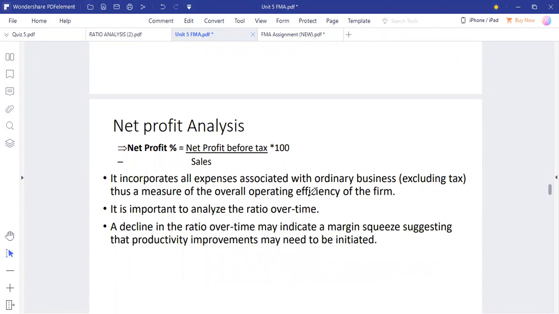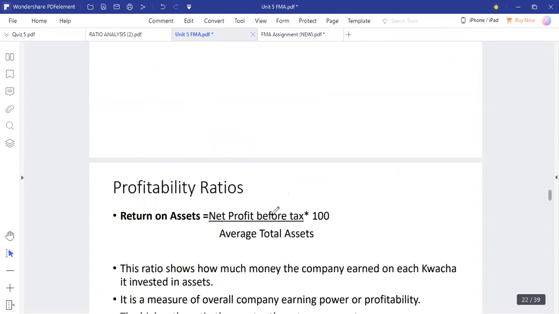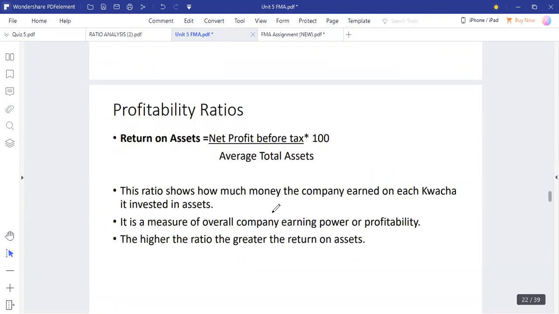So it is important to look at this ratio because it helps you analyze over time our ability to manage the expenses. If expenses are too much, it means our net profit will be small. Then we go to what is called the return on assets, which is simply the net profit before tax over the total average assets. It simply shows how much is generated by the assets that are invested.